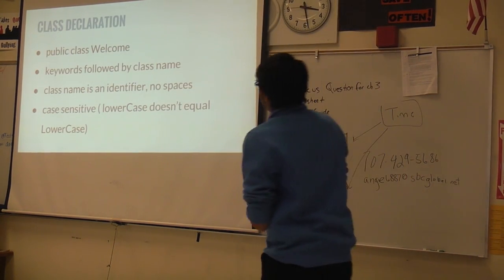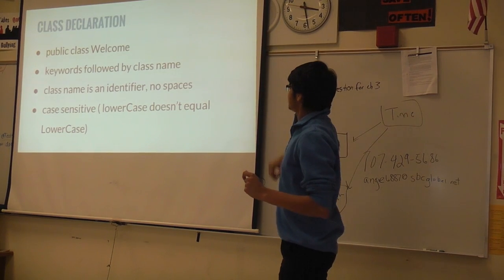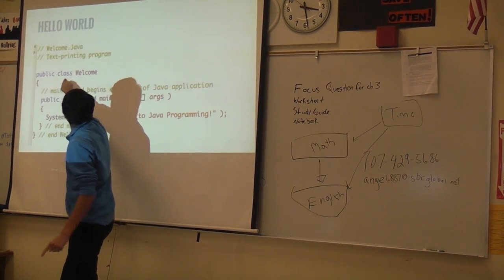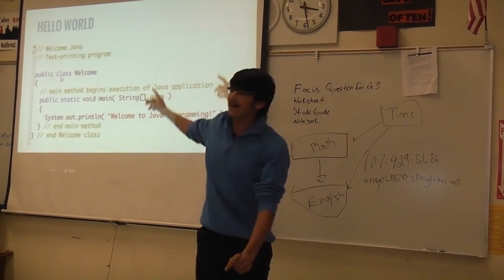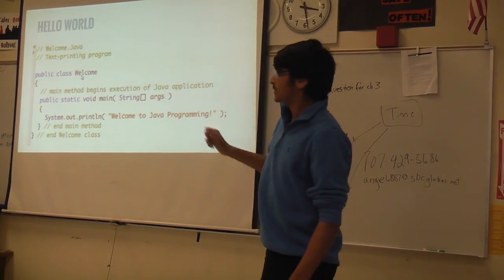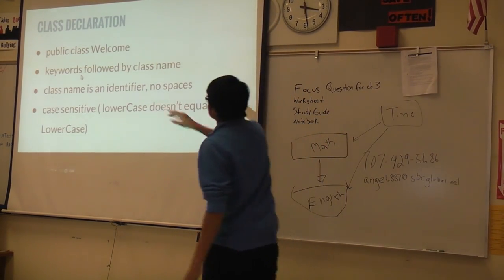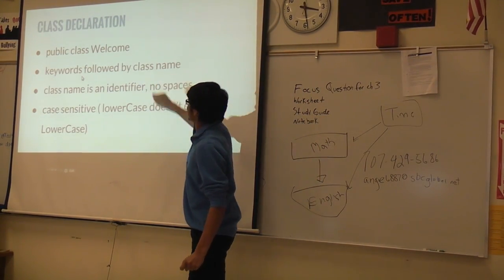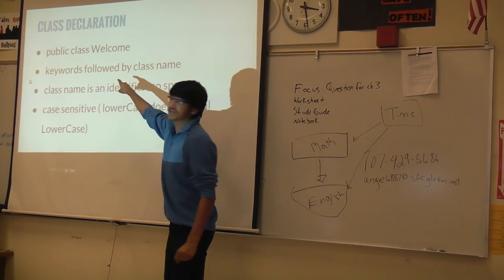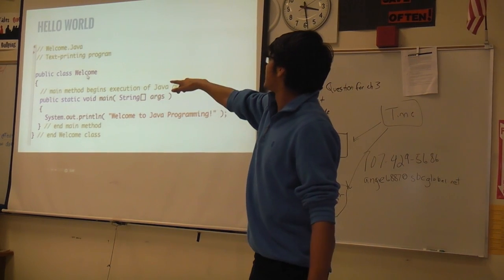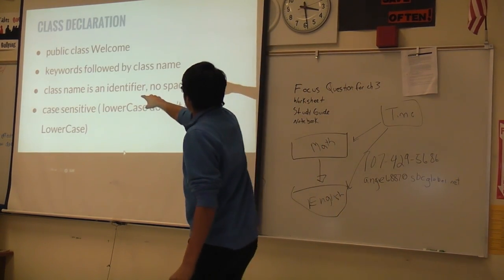Okay, now the class declaration. Could you go to the next slide, please? So over here, this is the class declaration. These three words: public, class, welcome. Go back. Thank you. As it says right here, the keywords are followed by the class name. So public and class are the keywords, while welcome is the class name. Stay on this. Okay, so those are the keywords.